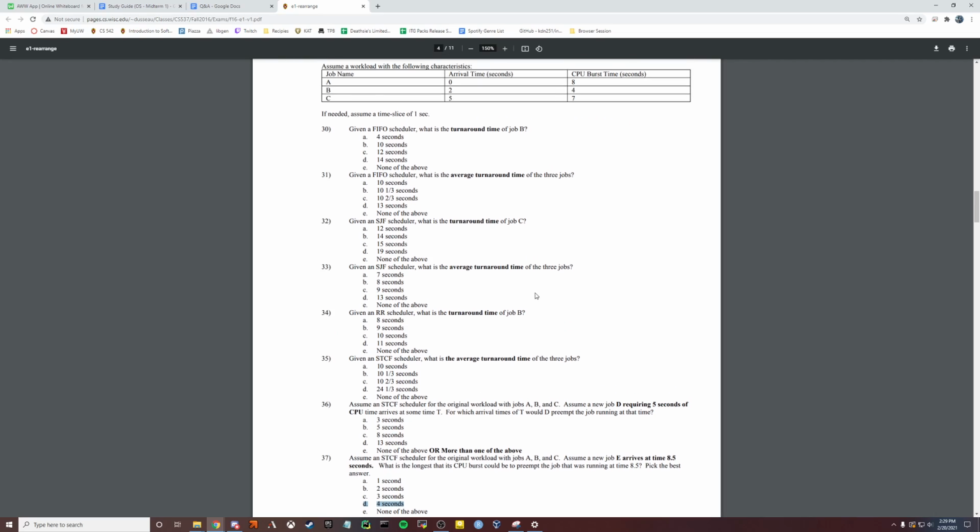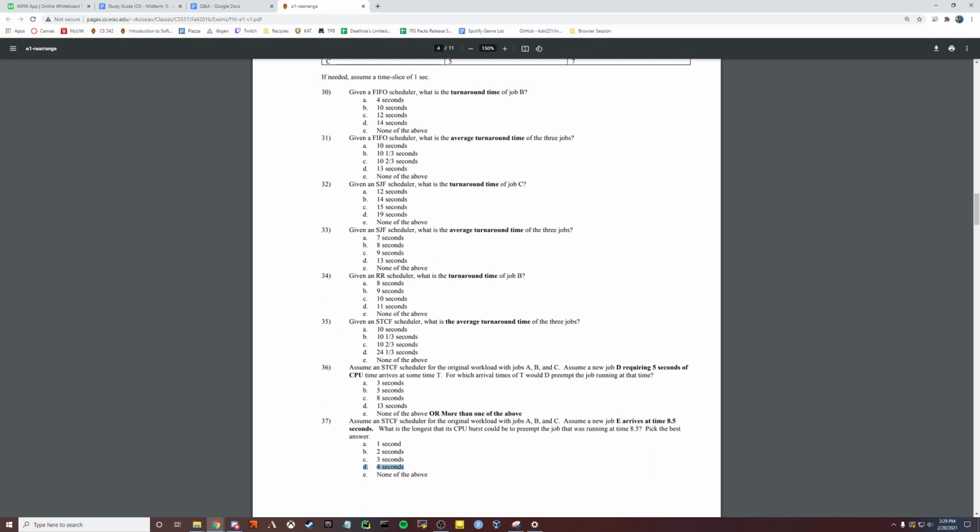So we can go back and look at the answers. Number 30, given a FIFO scheduler, what is the turnaround time of job B? The answer is 10 seconds. Yep, that's correct. Given a FIFO scheduler, what is the average turnaround time of the 3 jobs? The answer is C, 10 and 2/3 seconds, which I believe we answered.